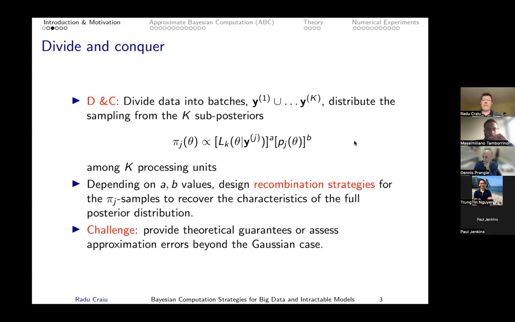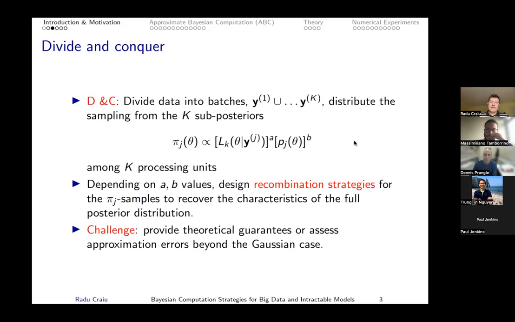But the idea is to divide the data into batches and to distribute the Bayesian calculation into K sub-processes that are targeting K sub-posteriors. These K sub-posteriors, depending on who you read, have different forms. They either raise the likelihood to a power and leave the prior alone, or the other way around, or even raise both by some powers. Depending on the values of A and B, people think about recombination strategies for the samples obtained in each sub-posterior, so they recover the characteristics of the full posterior distribution as much as they can. There's always a little bit of a loss, unless we're in exactly the Gaussian case.